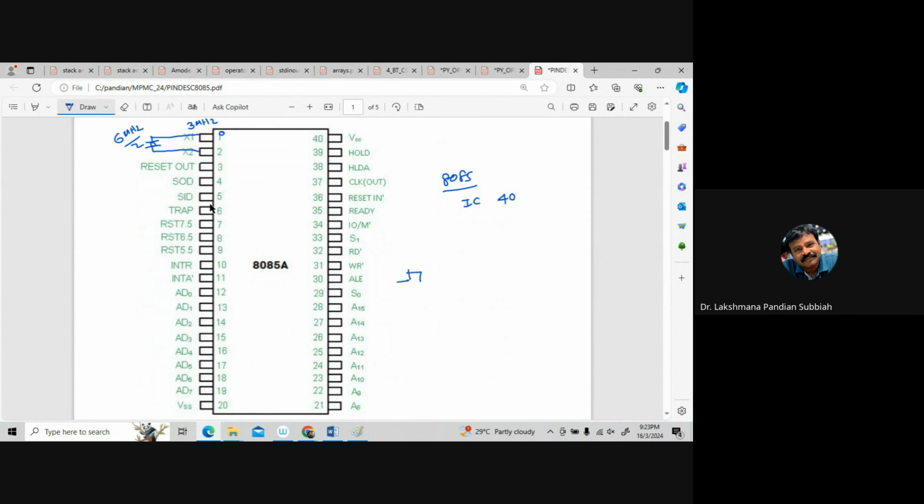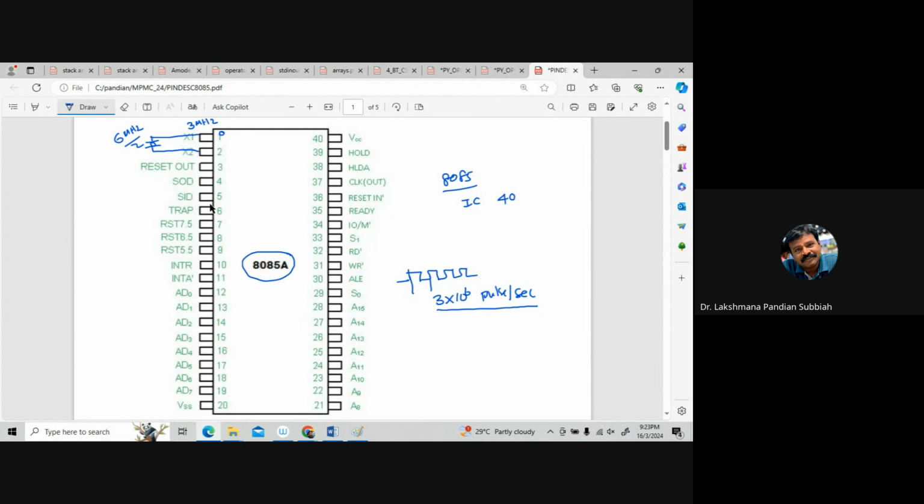So here we have the 3 megahertz clock. This is one clock pulse, so around 3 into 10 power 6 pulses per second it is generating. That signal is used for executing operations within the 8085 processor. Next we have reset out.